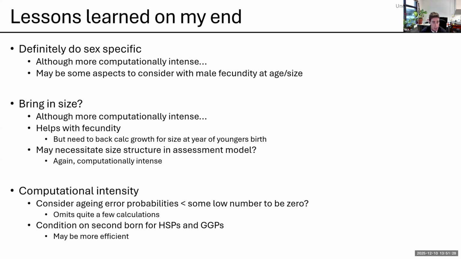A couple tips on computational intensity. As might seem obvious, consider aging error probabilities below some low number to be 0, such that you're omitting quite a few of those calculations, basically rounding your aging precision matrix. Conditioning on the second born for GGPs, certainly. And for half-sibling pairs, there's some plus group considerations there, but you may be able to do it in many cases and have a switch that if you're getting into the plus group to use the survival term. Anyway, that gets a little bit into the weeds.